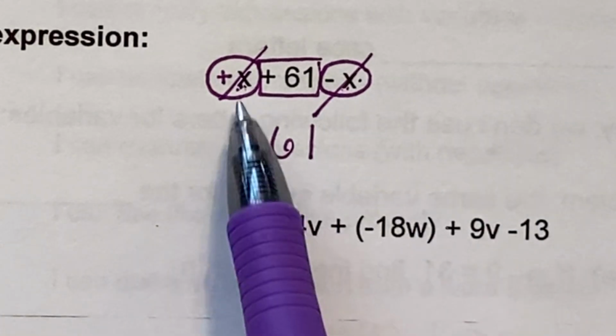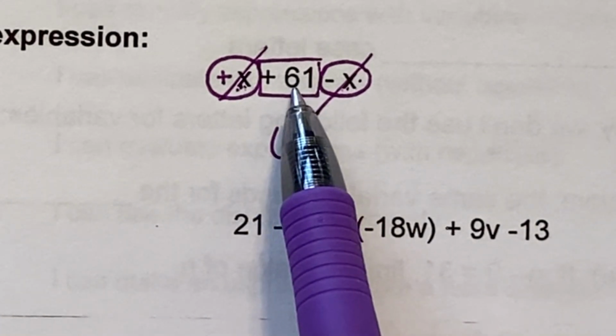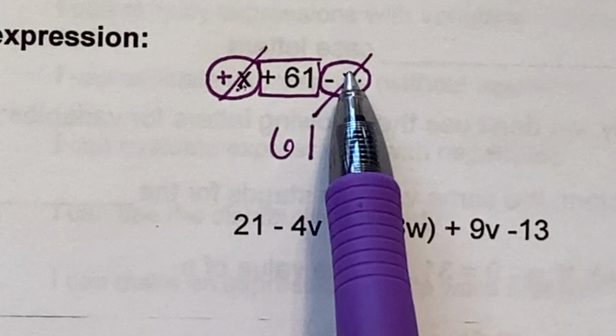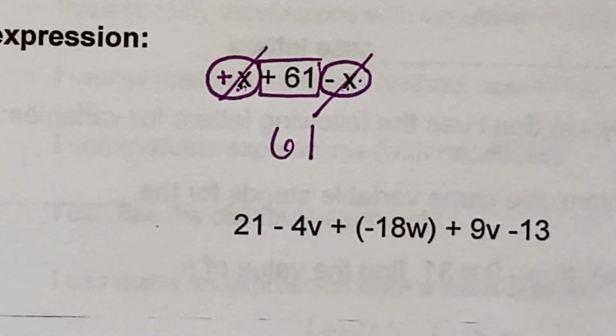Let's put 7 in there. 7 plus 61 minus 7. The 7's cancel out. You're left with just 61.